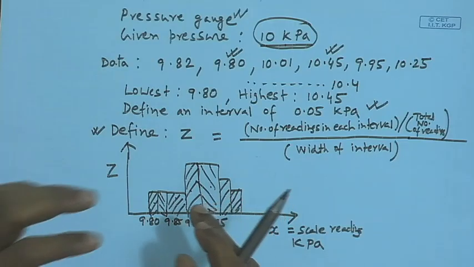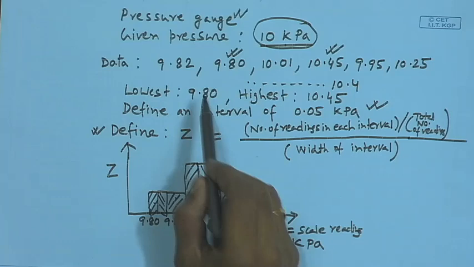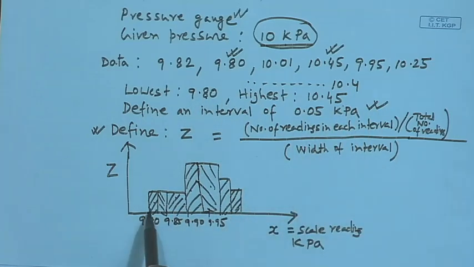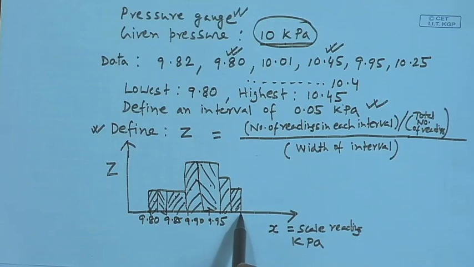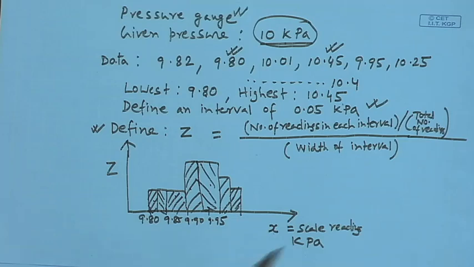The area of the entire histogram has to be 1 or 100%, because there is a probability of 1 that a particular reading will fall anywhere within the histogram. That is, it will fall somewhere between the lower value and the upper value, that is somewhere between 9.80 and 10.45. If this is 10 and this is 10.45, it will lie anywhere between here and here, which you can say with probability 1.